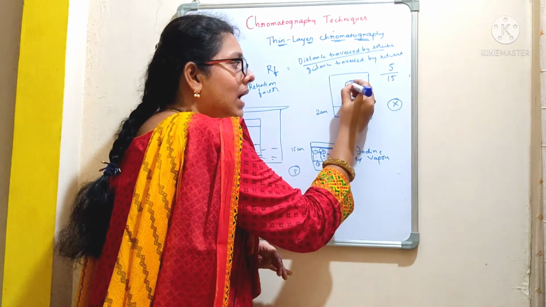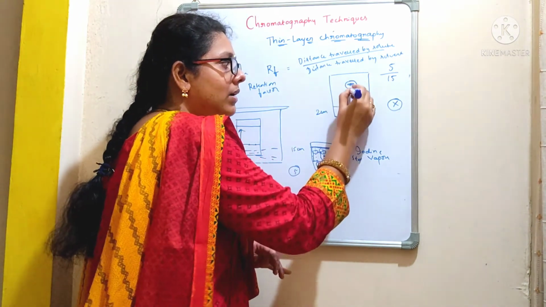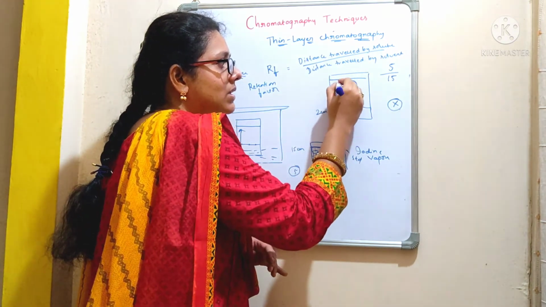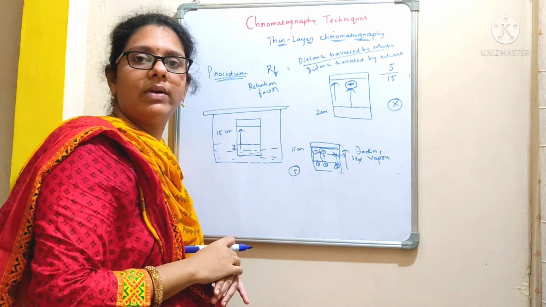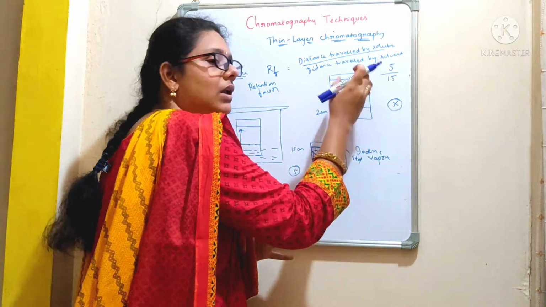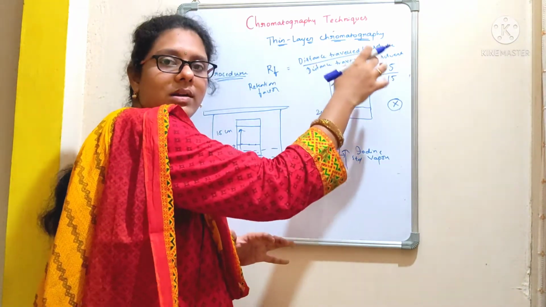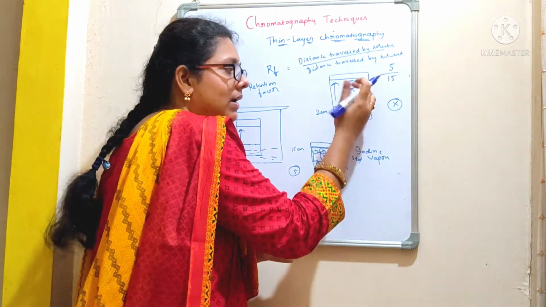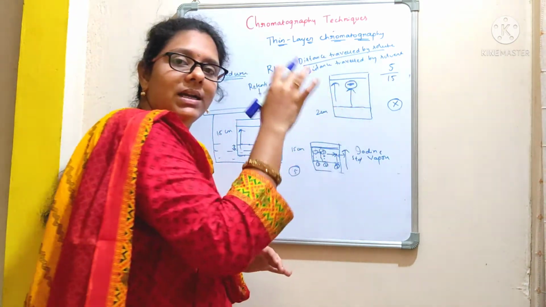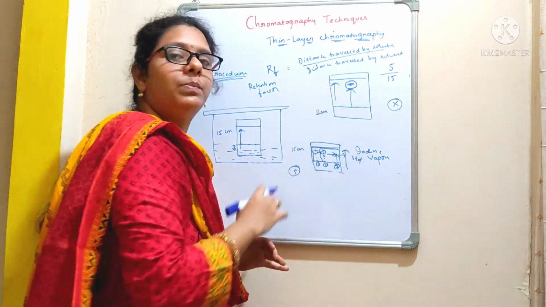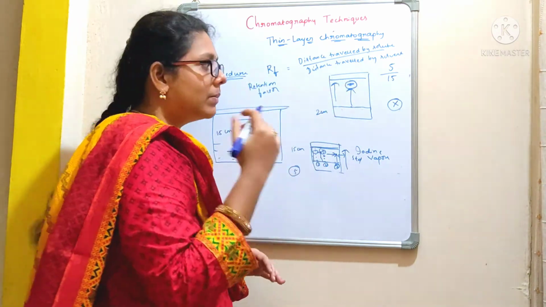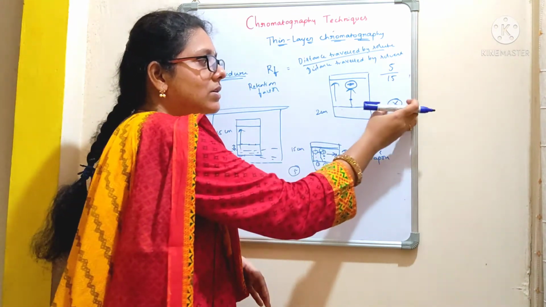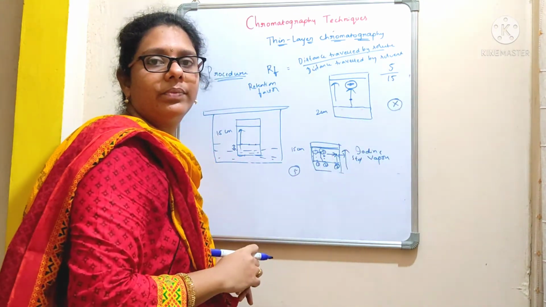And you are going to mark the center of the spot and measure the distance. At the same time you are going to measure the distance that is travelled by the solvent. That gives you the Rf value of the compound which you are interested in. At the same time you can assess the purity. That's what I said. If you get a single band, it indicates that your sample is pure with a single compound, but if you get another band, that indicates that your sample is contaminated.